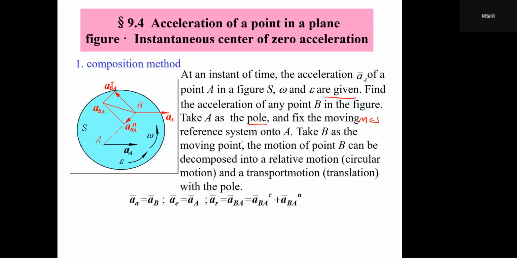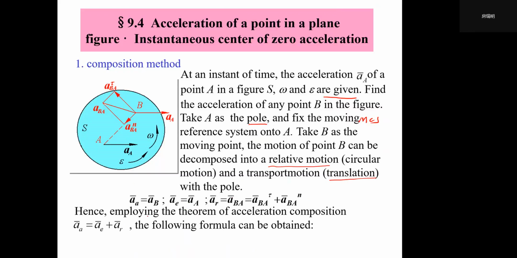So it's more like we are using the composition theorem that we learned in chapter 8. The motion of point B can be decomposed into a relative motion, which is circular rotation, and a transportation, which is translation with the pole, right? So we have this result, employing the theorem of acceleration composition. It's AB equals the transport acceleration AE plus the relative acceleration AR. Do you still remember that we may also add AC, the Coriolis acceleration? We have AC equal to 2 omega times VR.